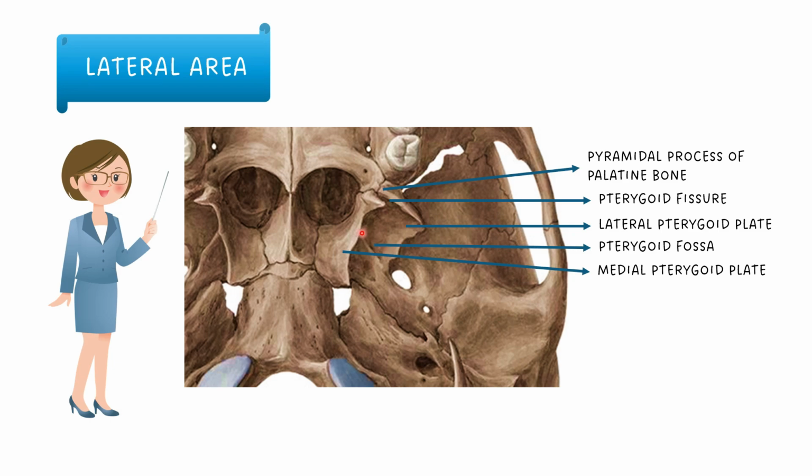The lateral surface of the medial pterygoid plate forms the medial wall of the pterygoid fossa and is related to tensor palati muscle. The medial surface of the medial pterygoid plate forms the lateral wall of the corresponding posterior nasal aperture.